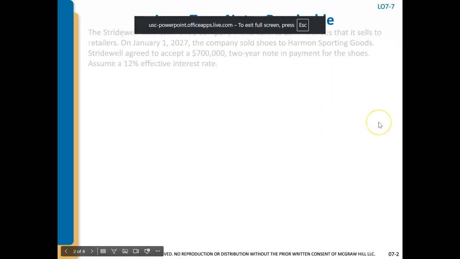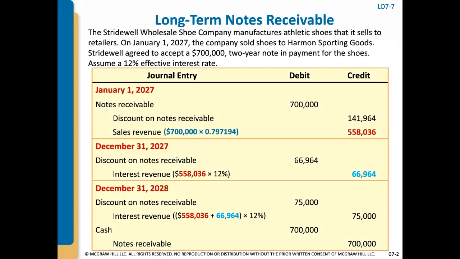Let's go back to the slideshow. Okay, so again, on 1/1/27, I issued a notes receivable. I present value that for $1: present value of $1, N equals 2, I equals 12%. And then the difference is this discount that I'm going to amortize back as interest revenue for each year. And so on 12/31, I take my 558 at 12%, which equals 66,000. So I credit interest revenue and I debit my discount on notes receivable.